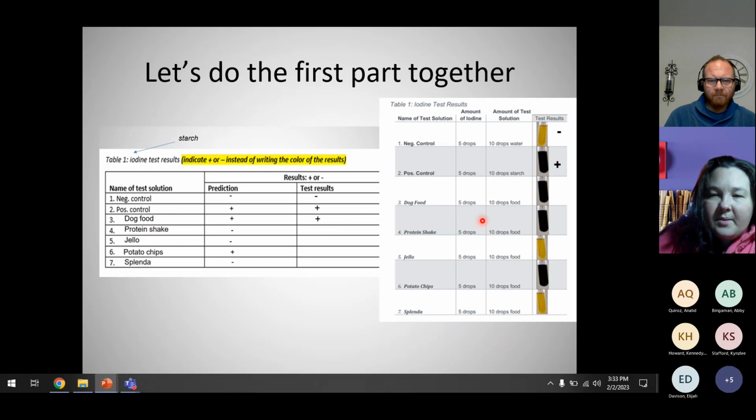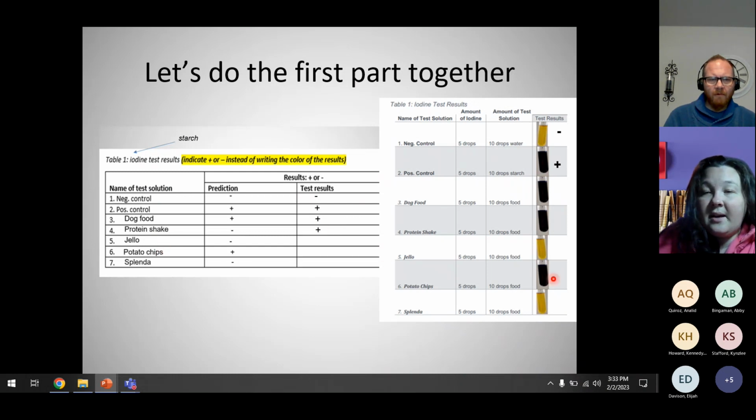Next one, protein shake. Oh, that's positive too. Protein shakes have starch in them. Well, that's not very healthy. Okay. Starch is not a health food. Interesting. I imagine that if we had looked at some nutrition facts, we could have guessed that. And in fact, in the lab, you would have looked at nutrition facts. But anyway, that's a positive result too.